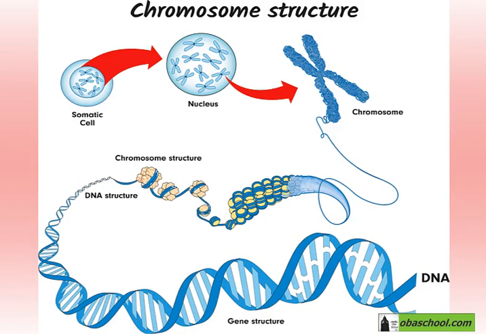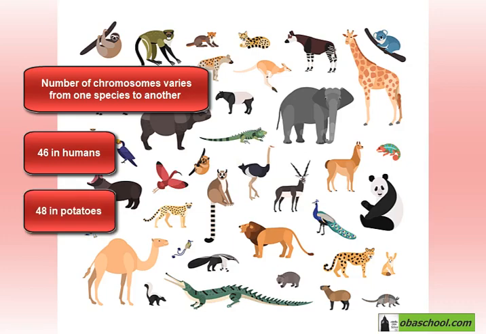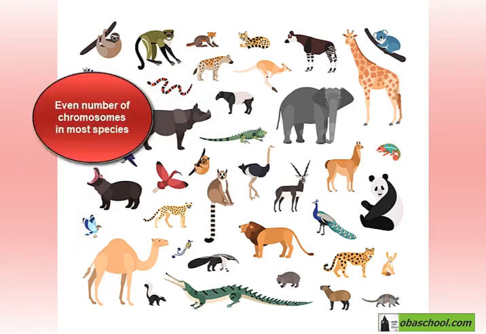The number of chromosomes varies from one species to another. In humans, we have 46 chromosomes, potatoes have 48, dogs have 78, and so on. Keep in mind that in most species, we have an even number of chromosomes in adult cells.